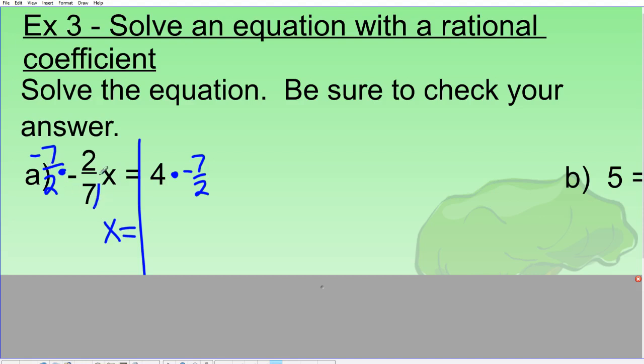Here, these two fractions are opposites of each other. They're reciprocals of each other. So when I multiply them together, it gives me 1. So this is equal to 1x.